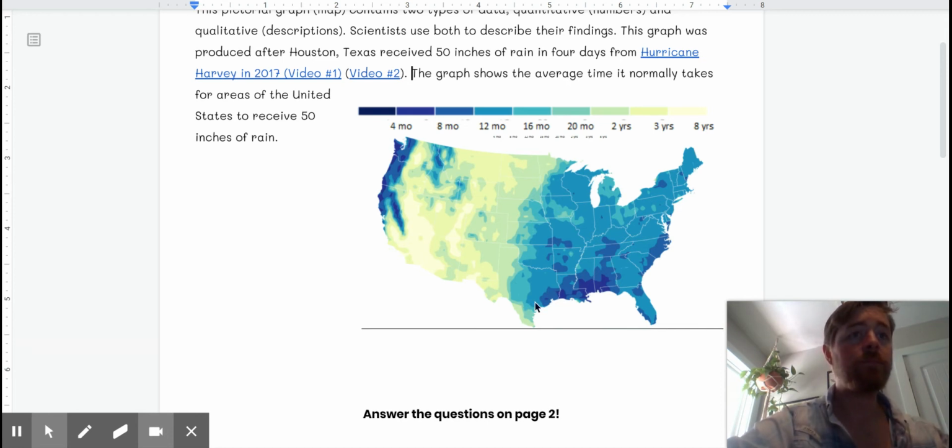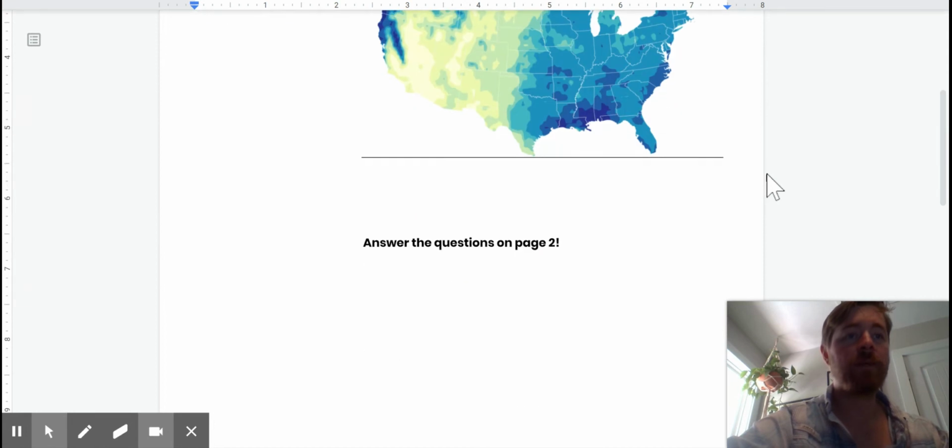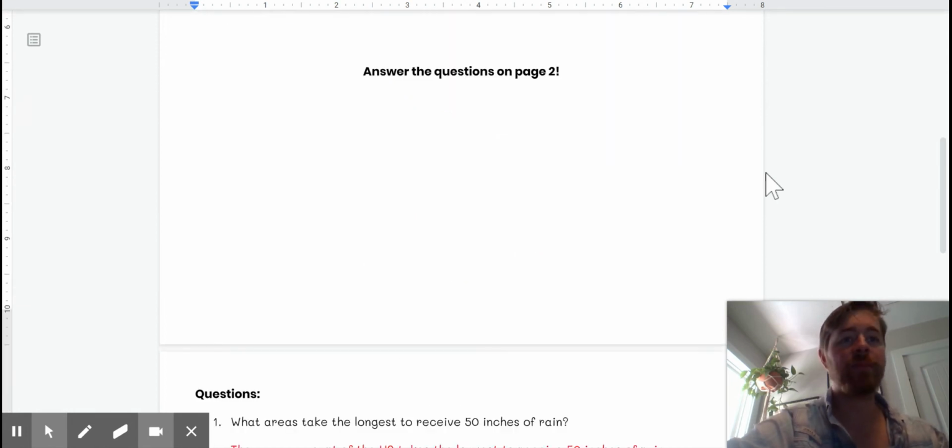Okay. So you can see some darker areas over here, that 4 to 8 month range. Over here, we have maybe 3 years to 8 years. Yep. Montana, Wyoming, looks like maybe in the 2-year range to get that much rainfall. Okay. All right. So our questions are actually on page 2.